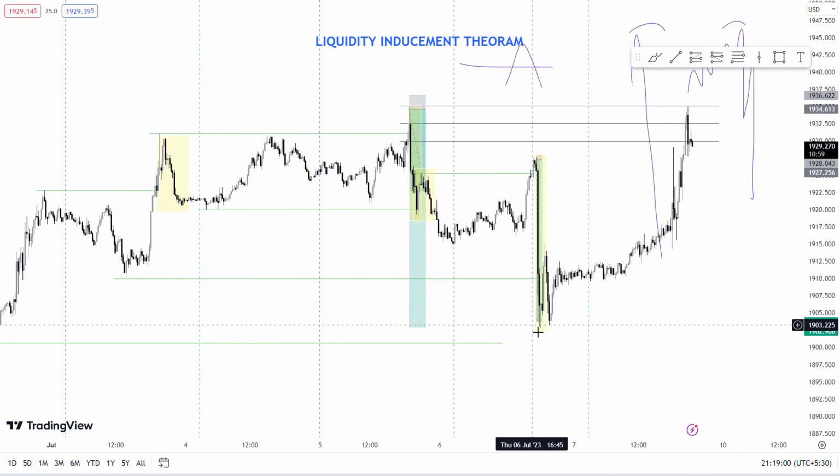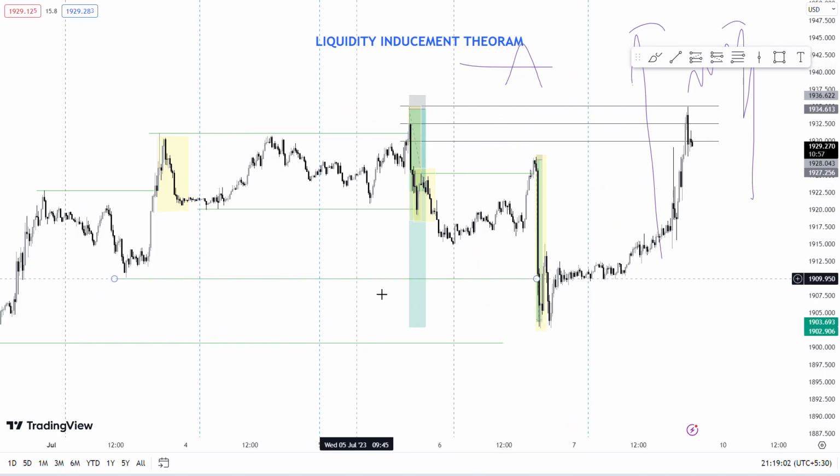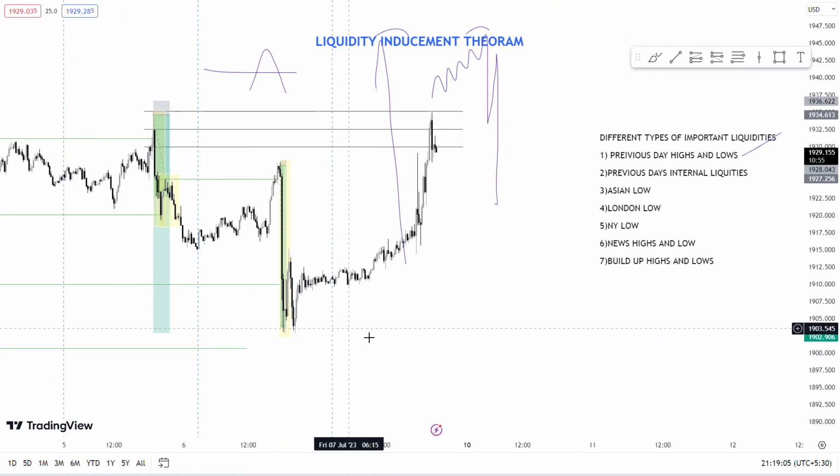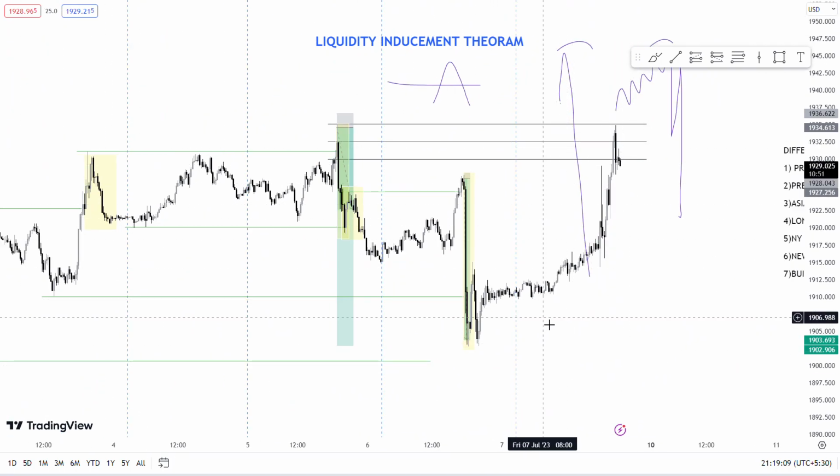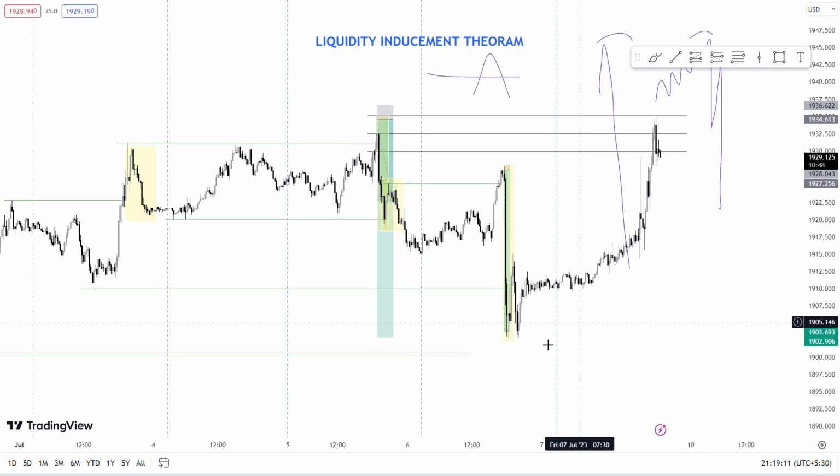So here, after the liquidity is taken, I am not in this buy too, because there is no entry pattern formed according to my checklist. So I am not in this buy. Even though liquidity is taken, I am not in this space.